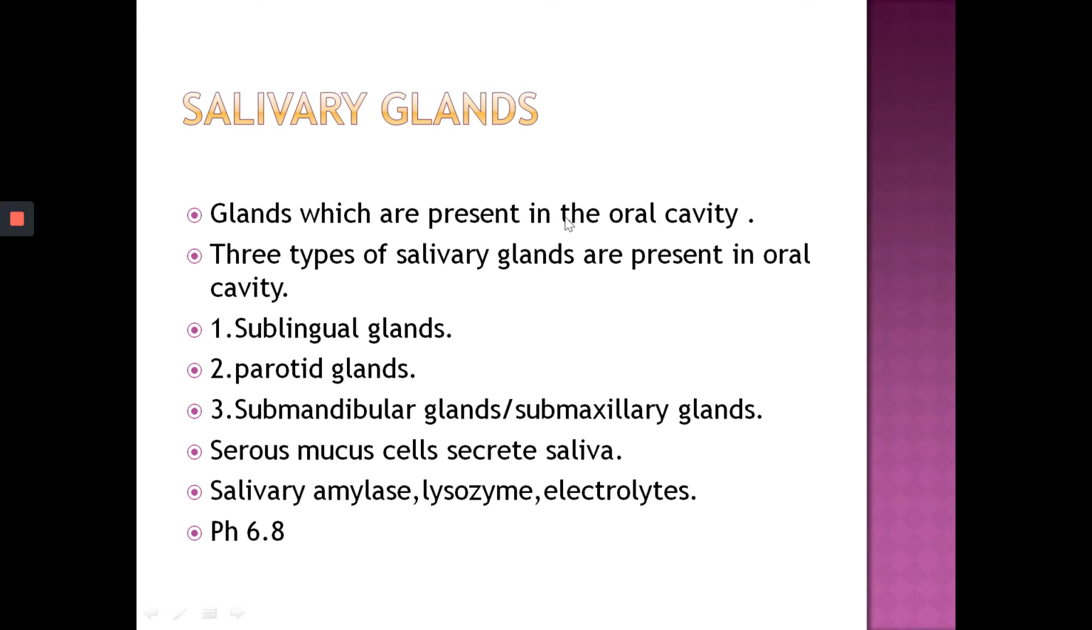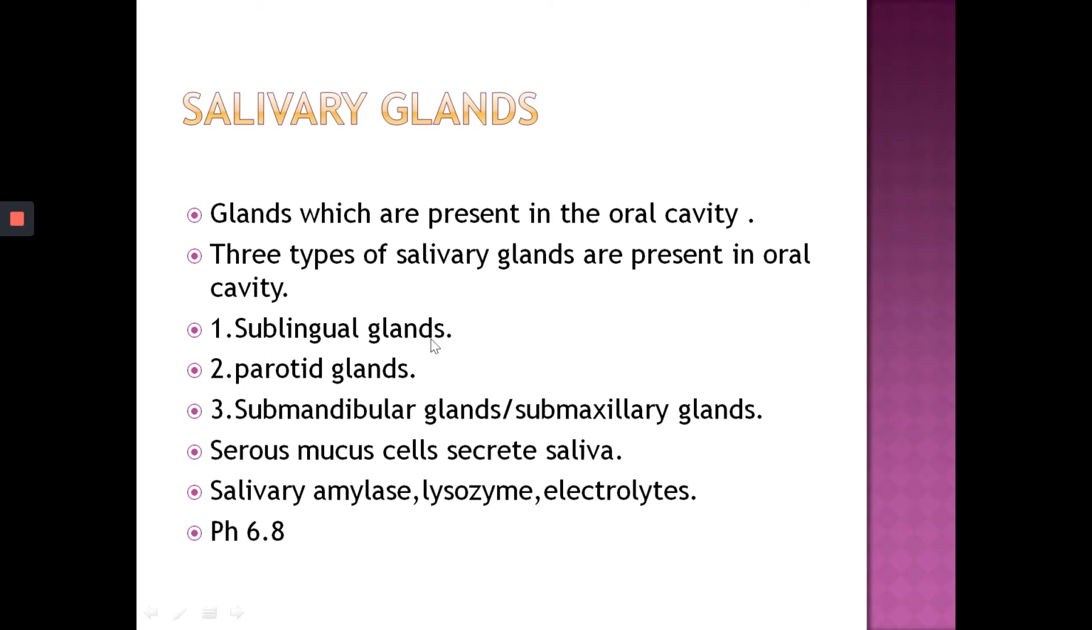How many types of salivary glands are present in the oral cavity? 3 types: sublingual glands, parotid glands, and submandibular or submaxillary glands. First one, sublingual glands. Lingua means tongue, sub means below. So sublingual glands are the salivary glands present below the tongue region.